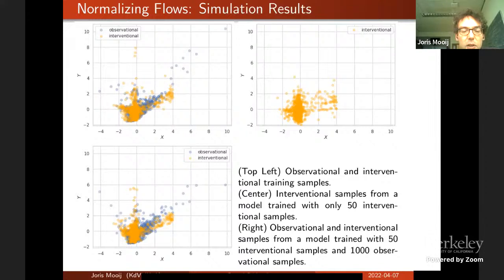But what happens now if we also make use of the observational data, so the blue dots? So if we also use 1,000 observational samples and jointly train from these 1,000 observational samples and the 50 interventional samples, then we end up with the reconstruction that you see in the bottom left. And if you look at the yellow dots there, then this looks like a better reconstruction of what you see in the true model than if we don't use the observational data.